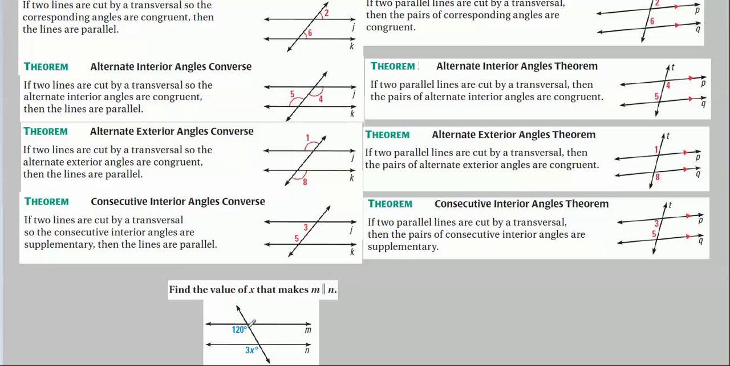In order for these two lines to be parallel, we just set this angle equal to this one. So let's do that. And this is going to be so easy. 3x equals 120, right? So how about x equals 40? 3 times 40 is 120, that makes them equal, so they're parallel. We're done. I told you this section was going to be easy.